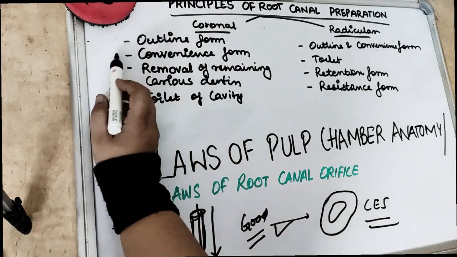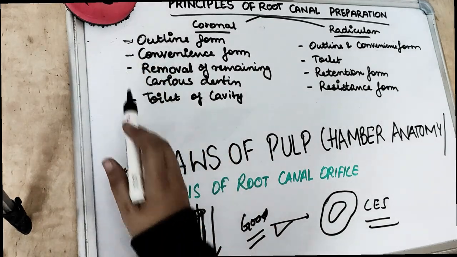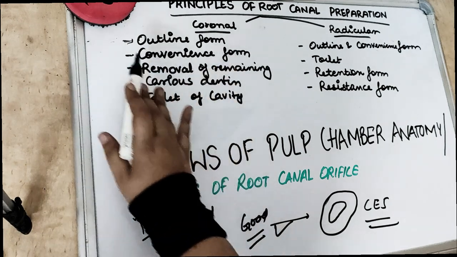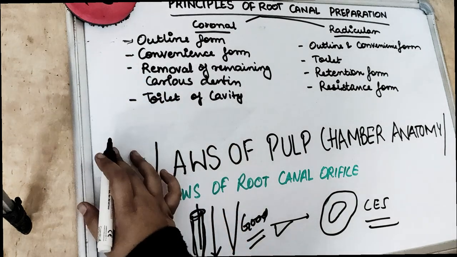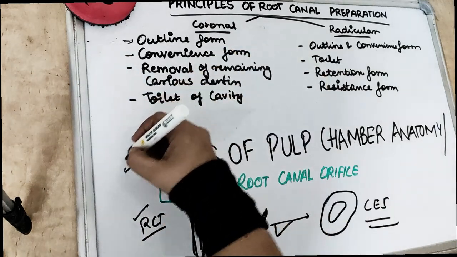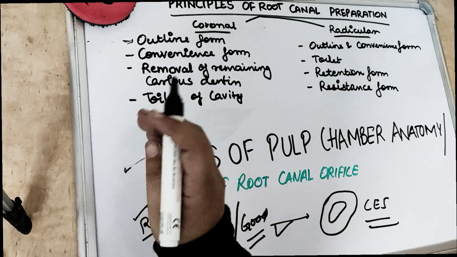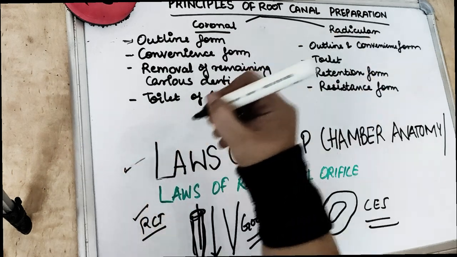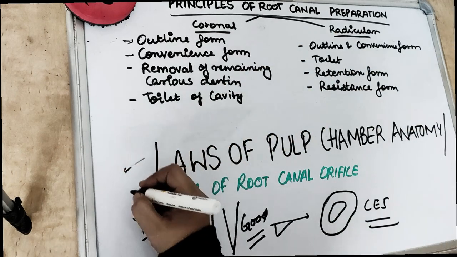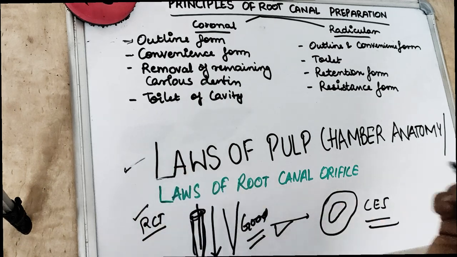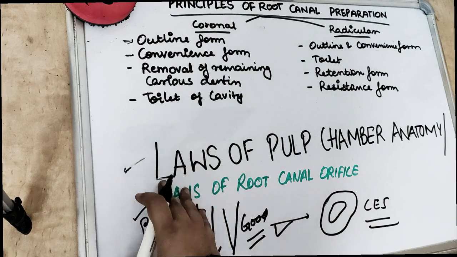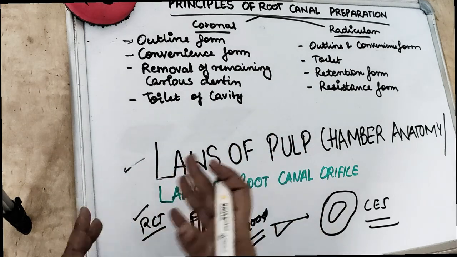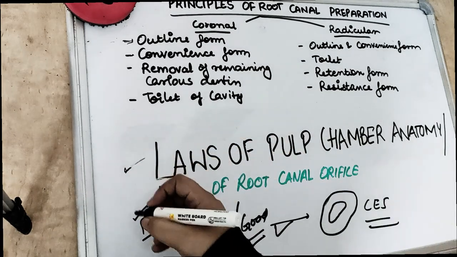The convenience form says that all of these things are based on its name itself. So outline form is how the outline of the root canal should be. Convenience form is how conveniently a file is going into the root canal. That means the file should go without any obstruction or binding to the dentine, there should be a direct access to the apical foramen, and the cavity extension should be such that it accommodates the filling. It accommodates our files.